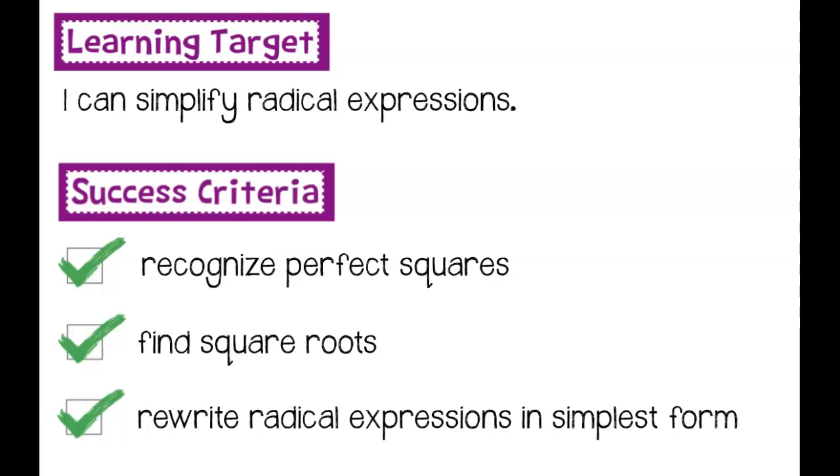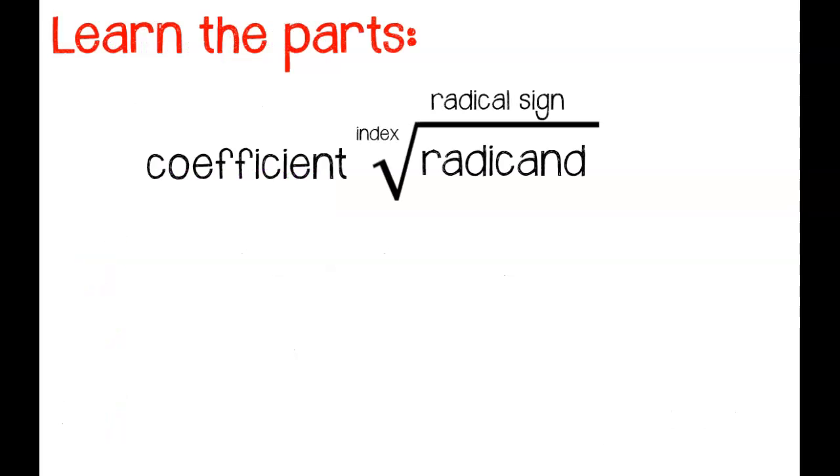The learning target for today is that you can simplify radical expressions. For this lesson, the radical expressions will have only numbers, no variables. In order to do that, your success criteria are that you have to be able to recognize a perfect square number, you have to be able to find square roots, and you have to be able to rewrite your radical expression in simplest form. So let's begin by learning the names of the parts.